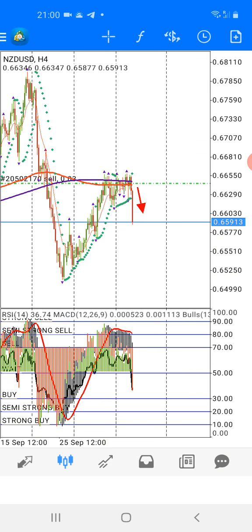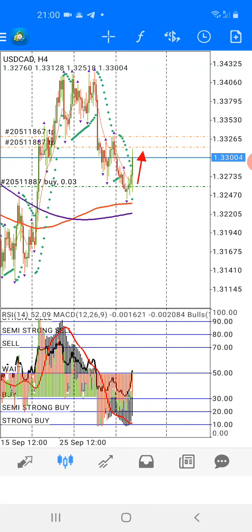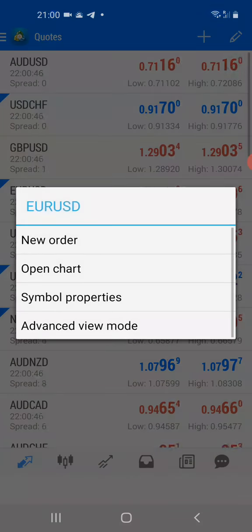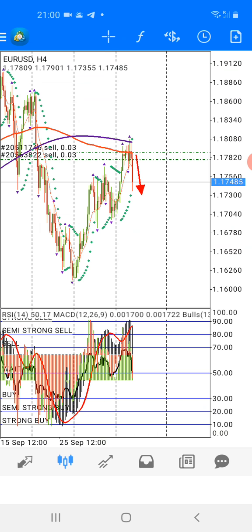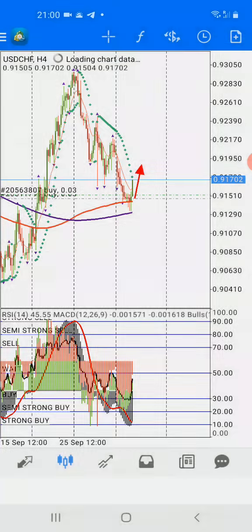This is the news around dollars USD. This is the USD card. This is the Euro USD. You can see how all of them are on fire. This is the USD Swiss franc.